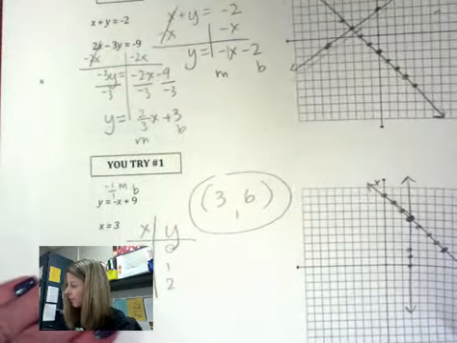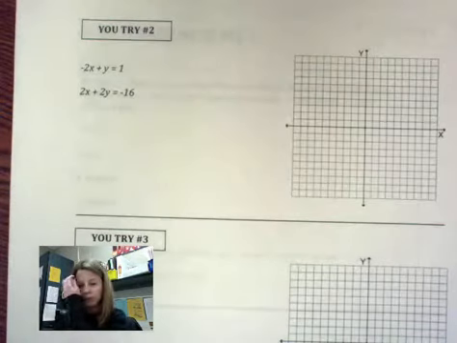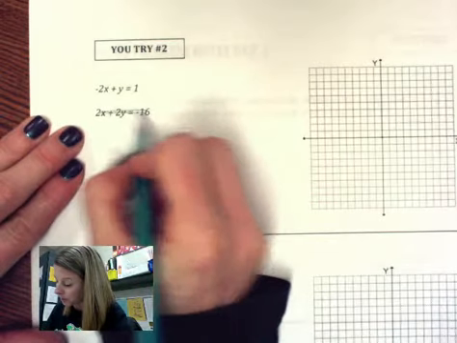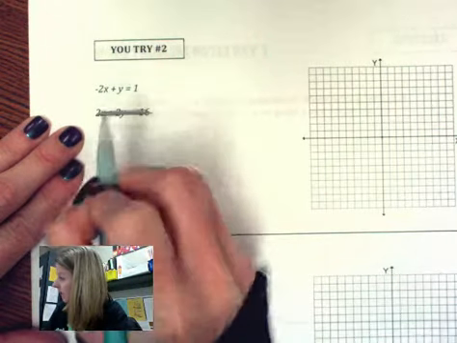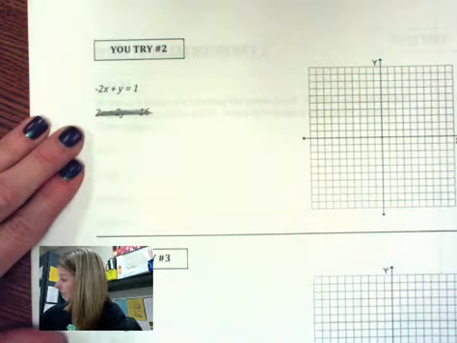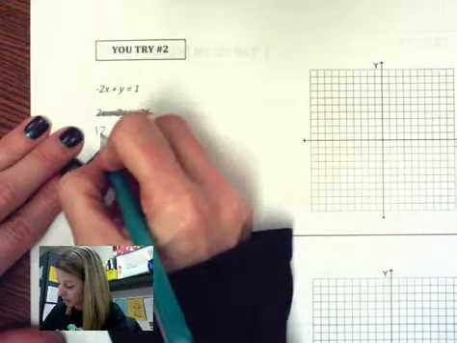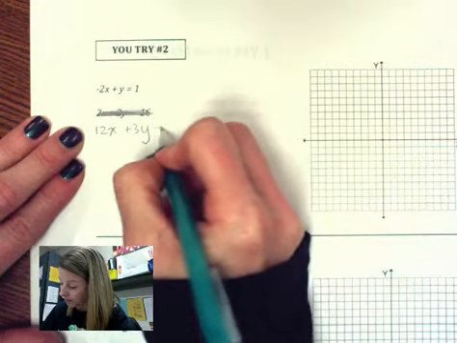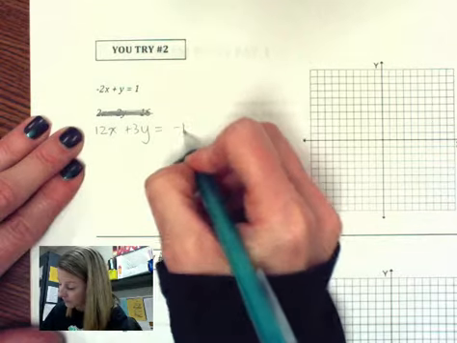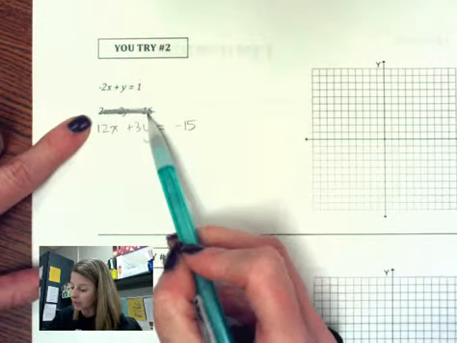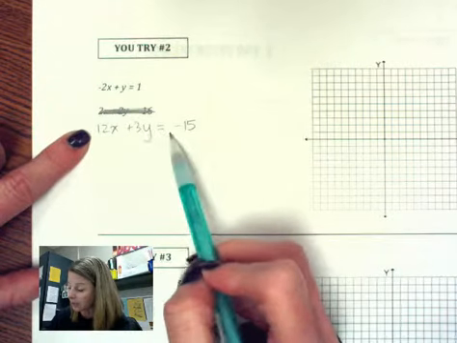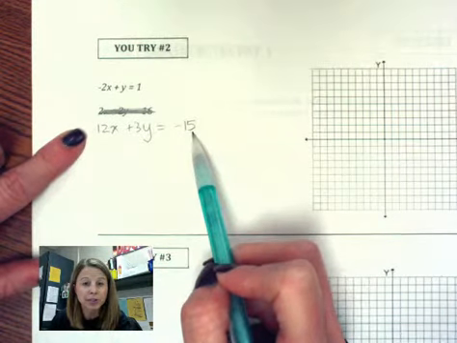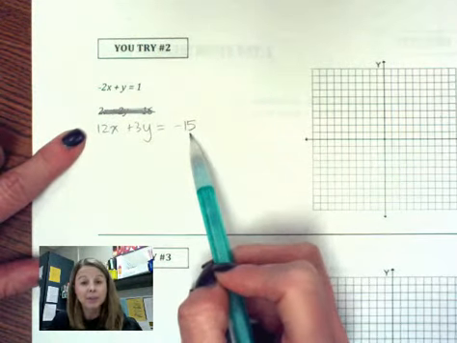Okay, what I'd like you to do now is I would like you to, well, actually I was going to have you pause the video, but I need to make a change on you try number 2. So please cross this equation out, and I need you to copy down the following equation. Let's change this to 12x plus 3y equals negative 15. So if you would change the second equation to 12x plus 3y equals negative 15, I'd like you to pause the video and then work this on your own and then come back and check and see if you got the solution correct. Okay, so go ahead and pause the video now.